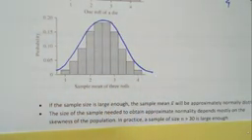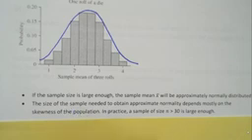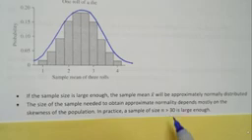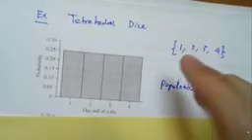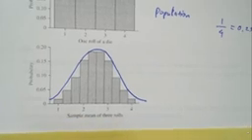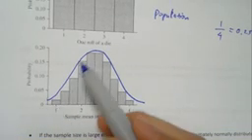So the sample mean tends to approach a normal curve if the sample size is large enough. For example, if the sample size is 30, 40, 50, then the sample mean x bar will be approximately normally distributed. The size of the sample needed to obtain approximate normality depends mostly on the skewness of the population. In practice, a sample size n bigger than 30 is large enough. So even though the population is not normally distributed, the sample mean is still normally distributed.